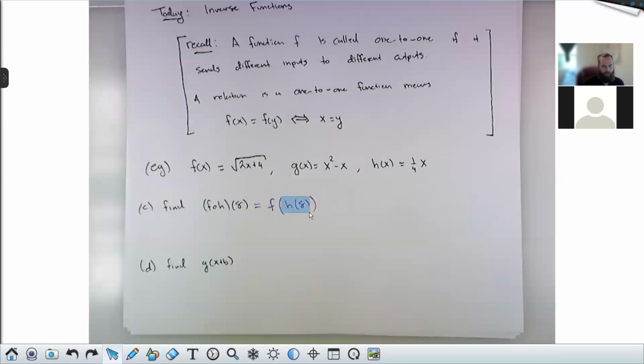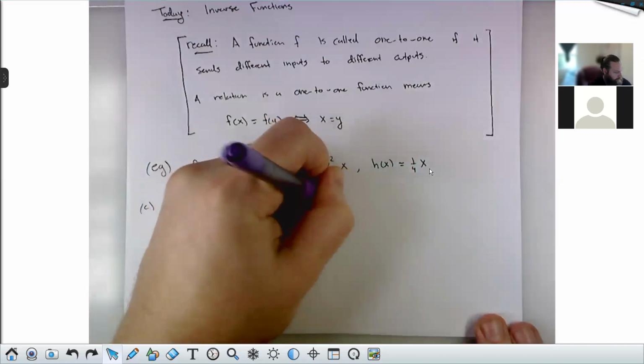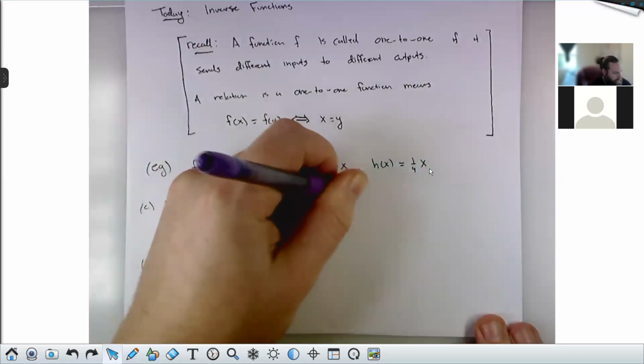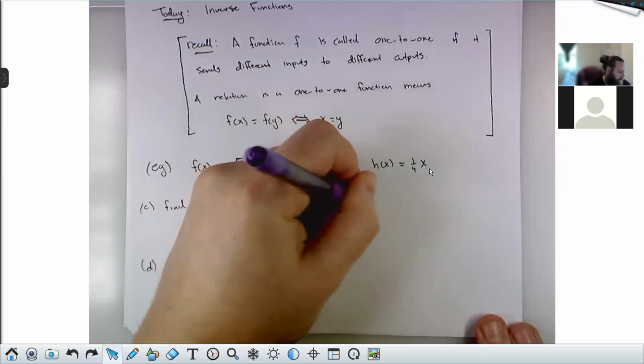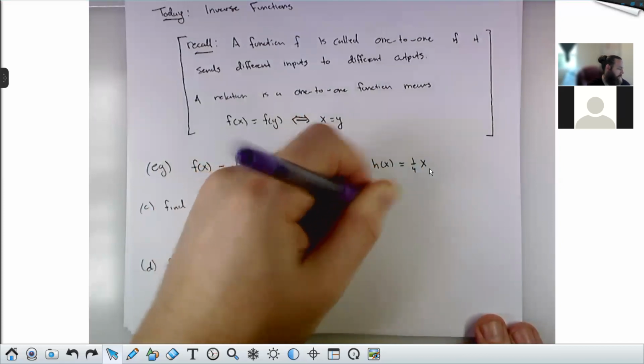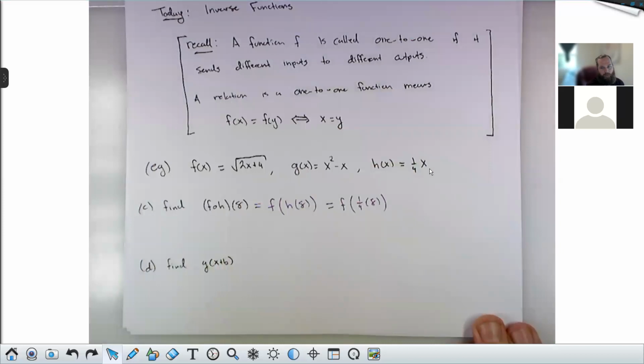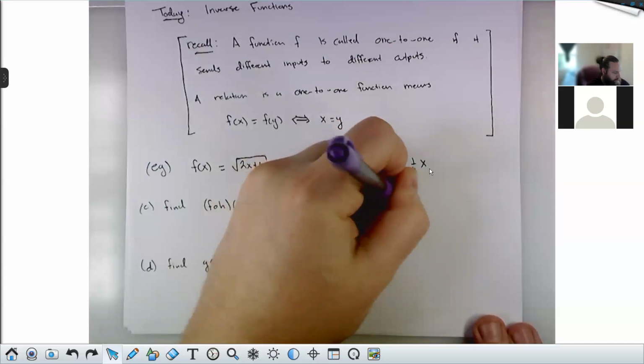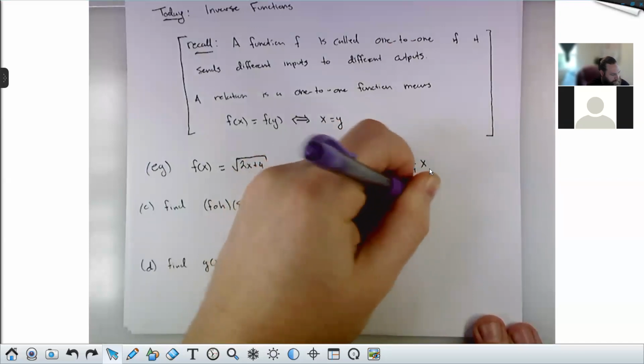So what is H of 8? Well, H of X is right here. So if I plug 8 in for X, I see that H of 8 is going to be 1/4 times 8. The F on the outside is still there. Inside I have 1/4 times 8. Well, 1/4 times 8 is 2. So this is F of 2.